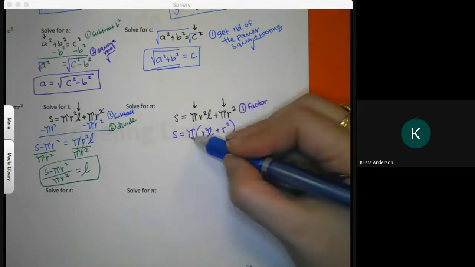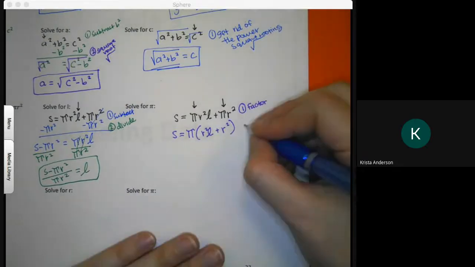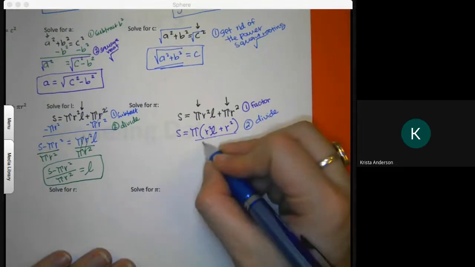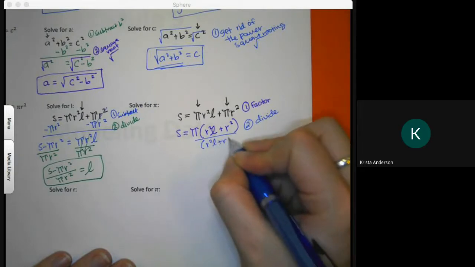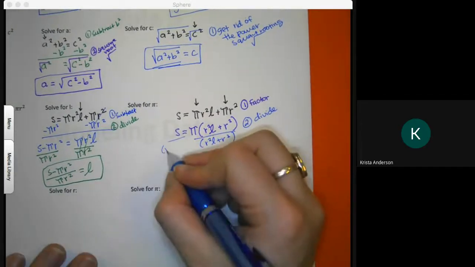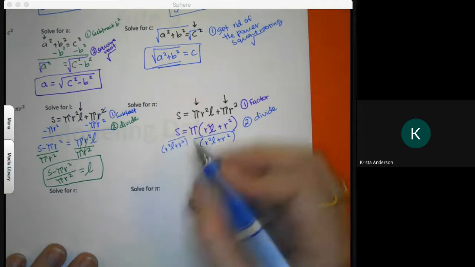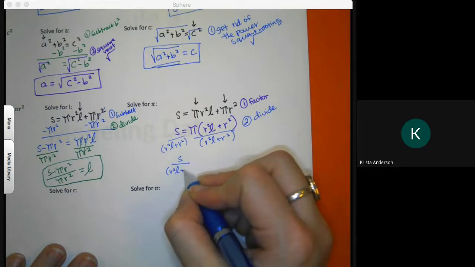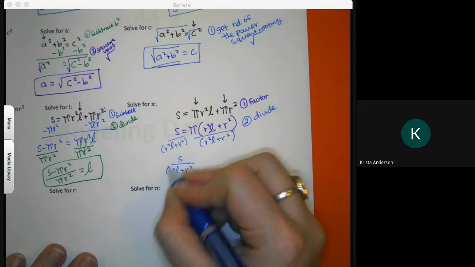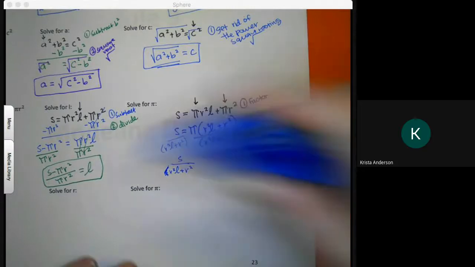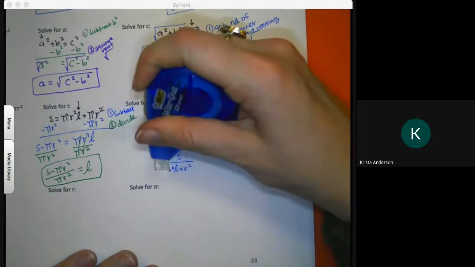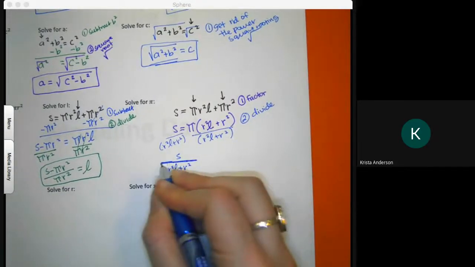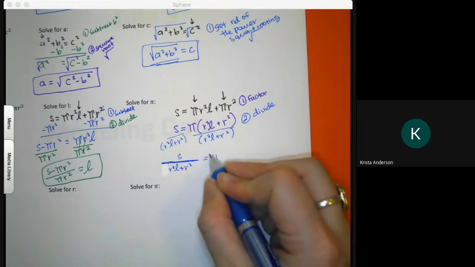Now, because pi is attached to this whole piece through multiplication, I can just divide by both sides. Which tells me s divided by r squared L plus r squared. And I'm actually going to not put that parentheses. I don't have to, as long as my line goes all the way. I just have to make sure my line for my fraction goes all the way over it. Equals pi.